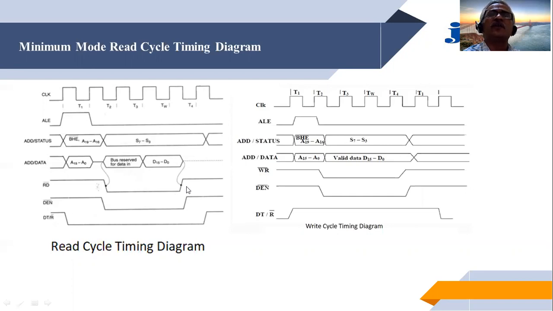Similarly, for the write cycle, once the addresses are available after demultiplexing in the T2 state, the write bar goes low, and DT/R bar goes high, indicating a transmit operation, so that the data available on the data lines will then be put onto the external data buses. So this is how the internal read and write cycles operate.